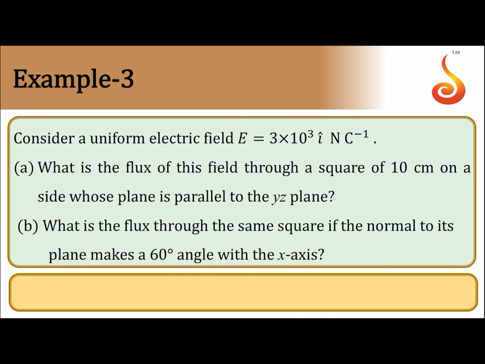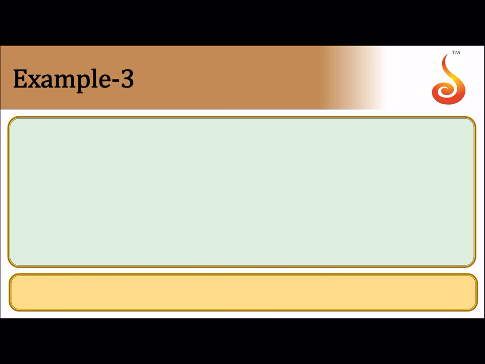Example 3. Now it gets a little more interesting. Consider a uniform electric field 3 times 10 power 3 i cap. I cap means it's in which direction? I cap means it's along the x-axis. What is the flux of this field through a square of 10 centimeter side whose plane is parallel to the yz plane? I'll draw the diagram and we'll do it. So here the plane is parallel to the yz plane. And the second one: what is the flux through the same square if the normal to its plane makes an angle of 60 degrees with the x-axis? So i cap is important, and then a square of 10 centimeter, and the square lies parallel to the yz plane. So let me just draw the diagram over here.